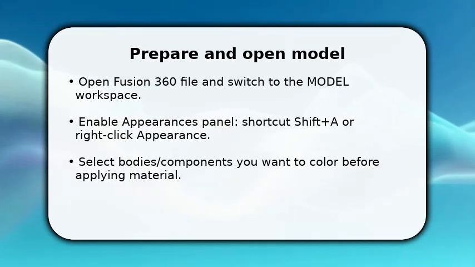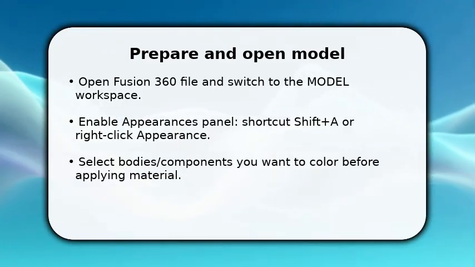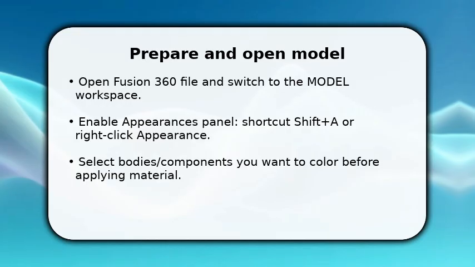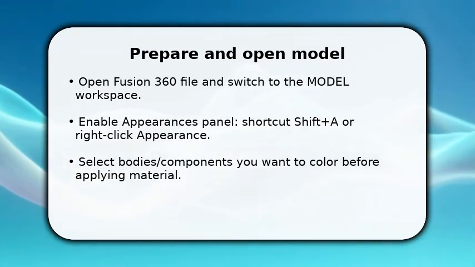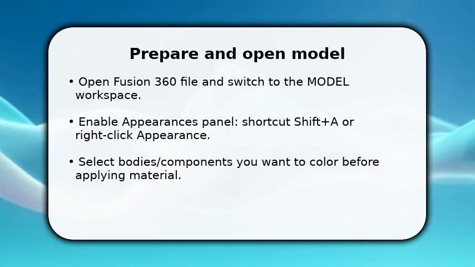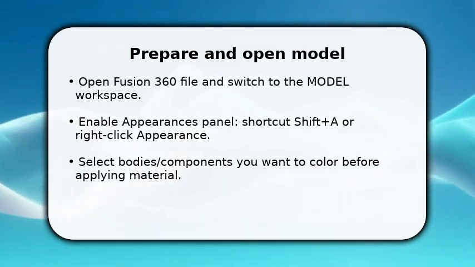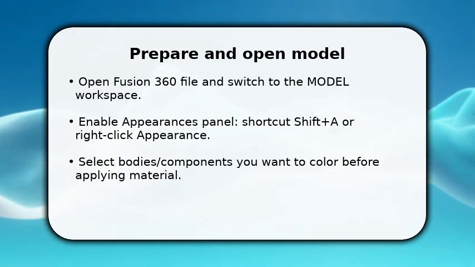You start by opening your Fusion 360 model and switching to the model workspace. Once there, open the Appearances panel with Shift+ or via right-click Appearance so options load. Make sure to select the exact bodies or components you intend to color. Selecting first prevents accidental application to the wrong part.